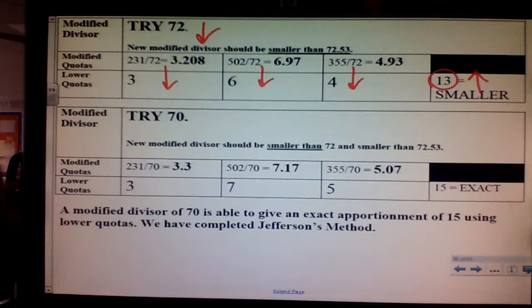So they then tried 70. They divided everything by 70. Well, now I'm given 3, 7, and 5. It's exact. So 70 will work for a modified divisor, and we give out 3 seats, 7 seats, and 5 seats.